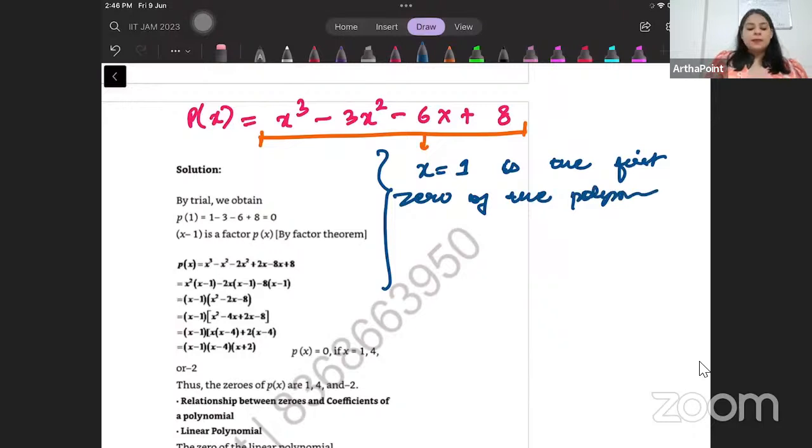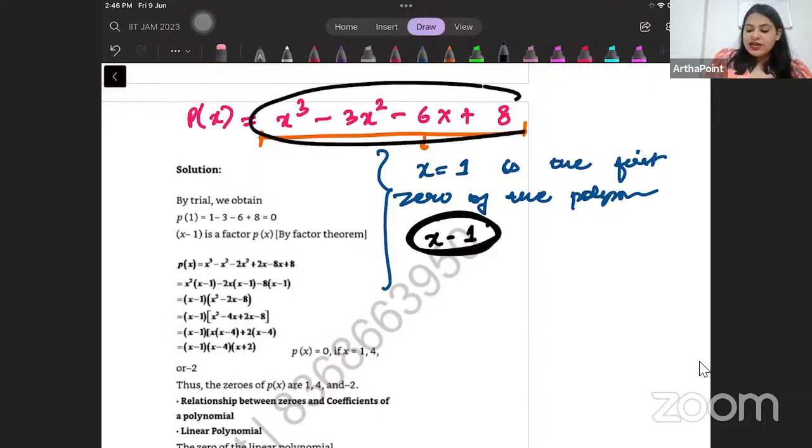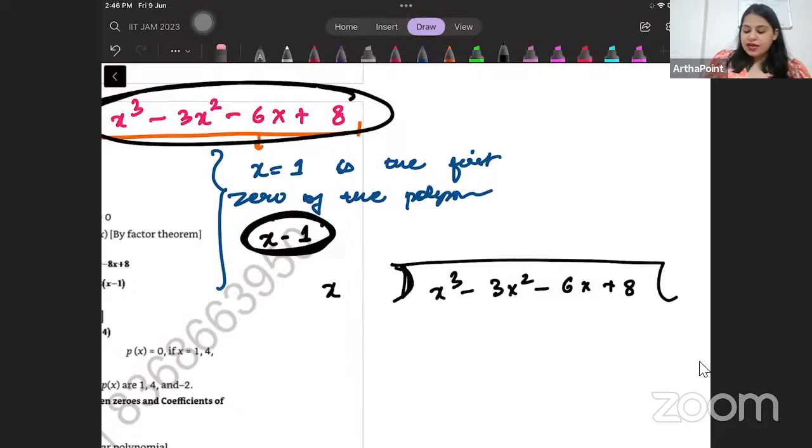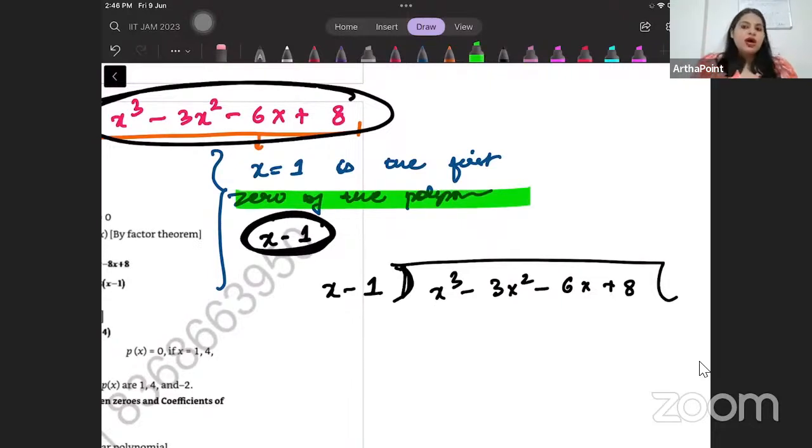So beta, now what will we do? If x is equal to 1 is the first zero of the polynomial, it means the first factor will be x minus 1. x minus 1 should divide this equation. So you will go ahead and divide x cube minus 3x square minus 6x plus 8 by x minus 1. Is this clear? The first zero you have to find by the method of hit and trial. After you have found the first zero, you will divide the entire equation by that factor.